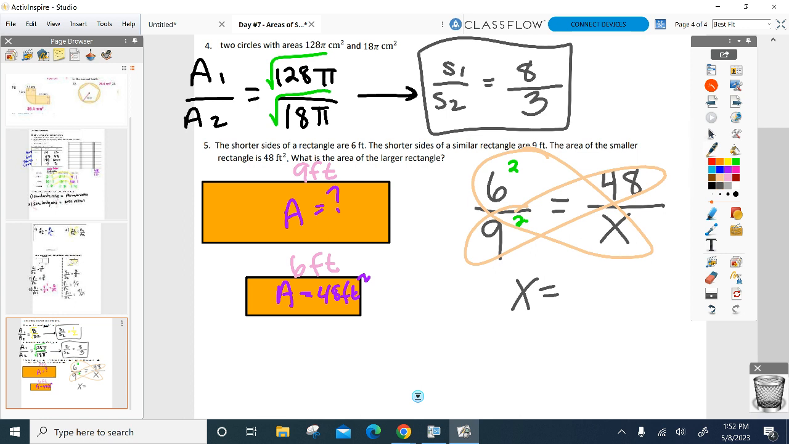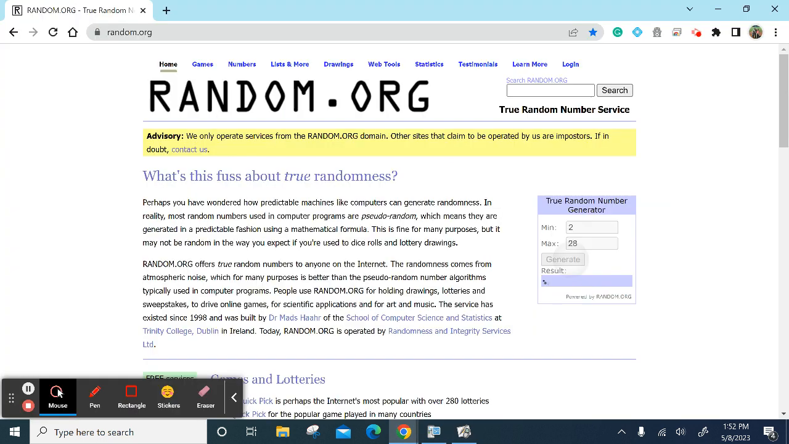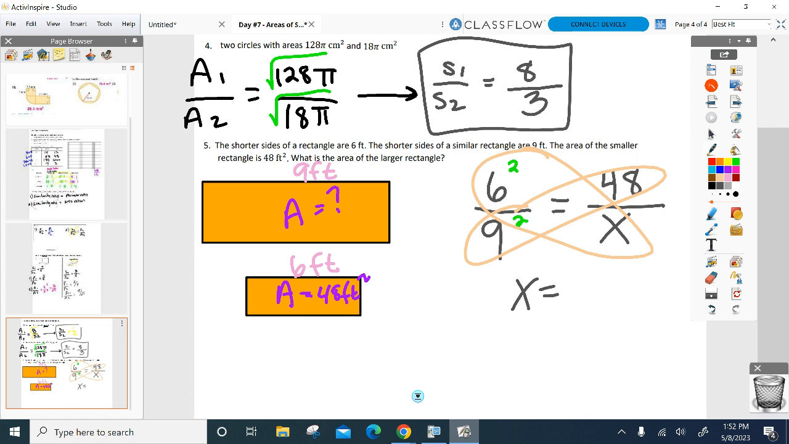So what do we got here? What's the area of the larger rectangle? What are we looking at? 108 square feet. Again, please make sure you have the correct ratio before finding the area.